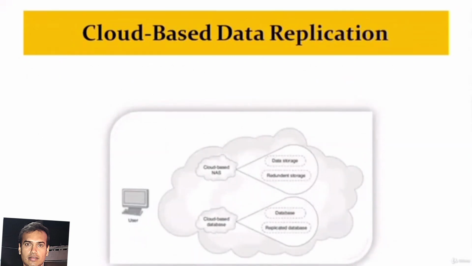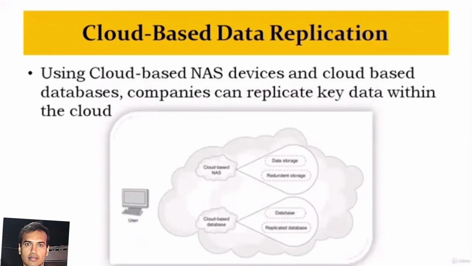Then we'll understand cloud-based data replication. Using the cloud-based NAS devices and the cloud-based databases, companies can replicate the key data within the cloud. That is possible with the help of the co-located data center as well. So all these things help the replication of the storage, replication of the database, replication of the system. All these things will make the replicas.